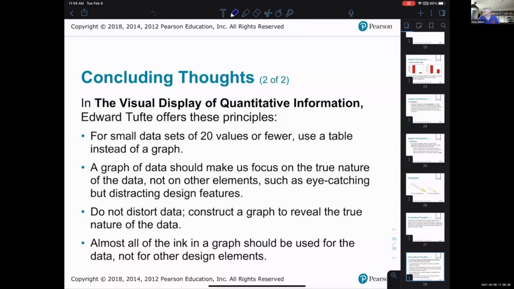Questions before we leave the slides and take a look at a homework problem or two quickly to finish up today?